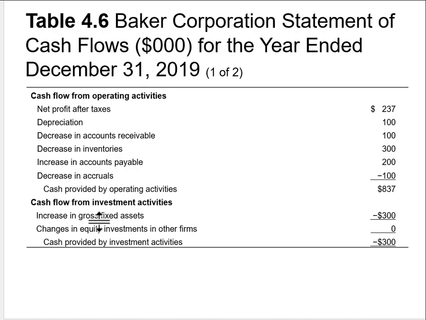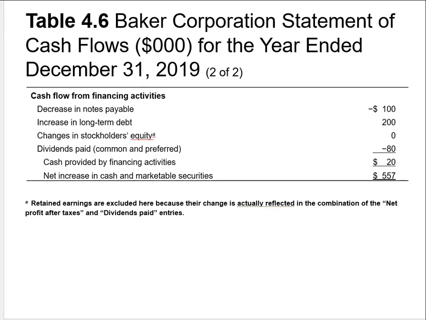We then review the changes in gross fixed assets, any other equity investments the company has. So now we have the cash provided by investing. Notice it's a negative number. Having this negative is not a problem. If the cash flow from operations is negative, that's a huge red flag for the company.